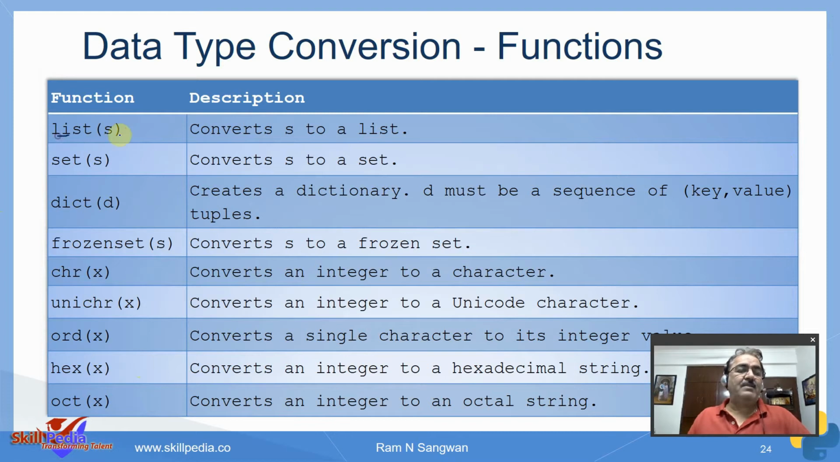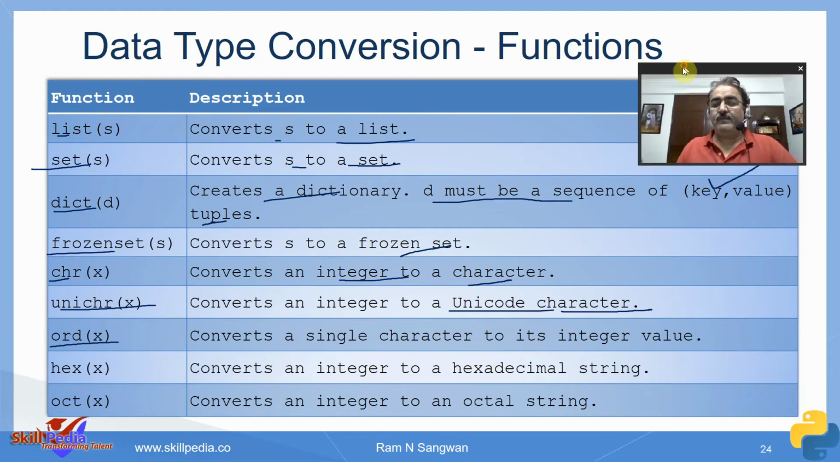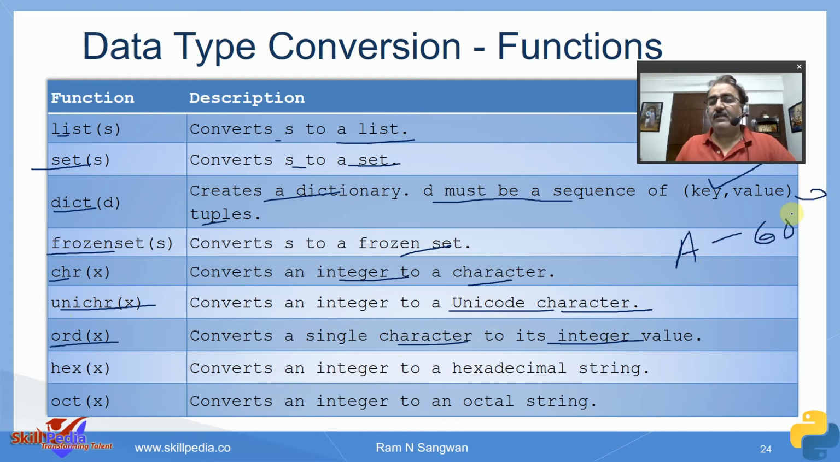More functions: list will convert s to a list. Set will convert it to a set. Dictionary creates a dictionary; d must be a sequence of key-value pairs, key-value tuples. Frozenset converts to a frozen set. Chr converts an integer to a character. Unichr converts to a Unicode character. Ord converts a single character to its integer value, which means uppercase A is 65. So it converts that to 65. That is the value. Hex converts an integer to a hexadecimal value.